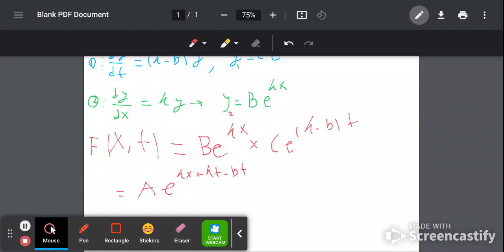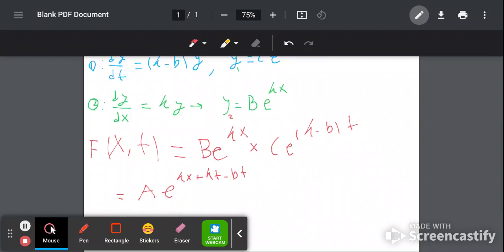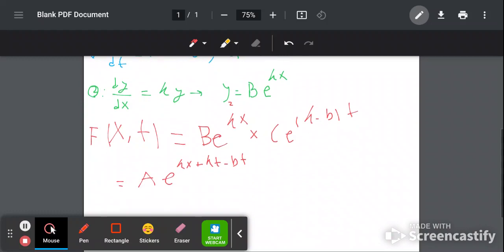And you can, in fact, check the solution. This is the most general solution. You can check it by plugging in, taking the partial derivative, and checking. And in fact, it is the correct answer.